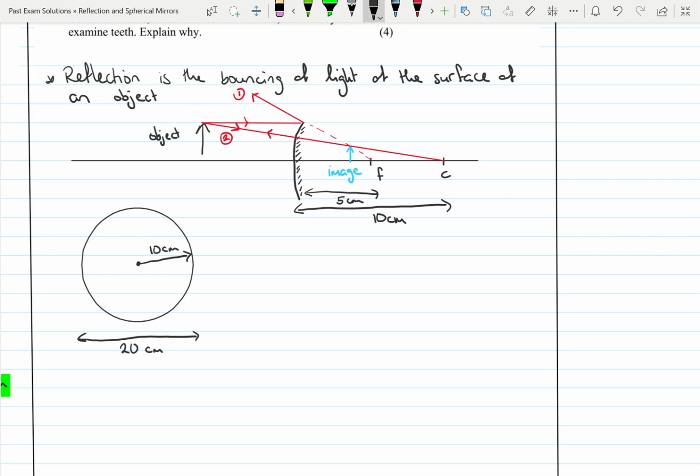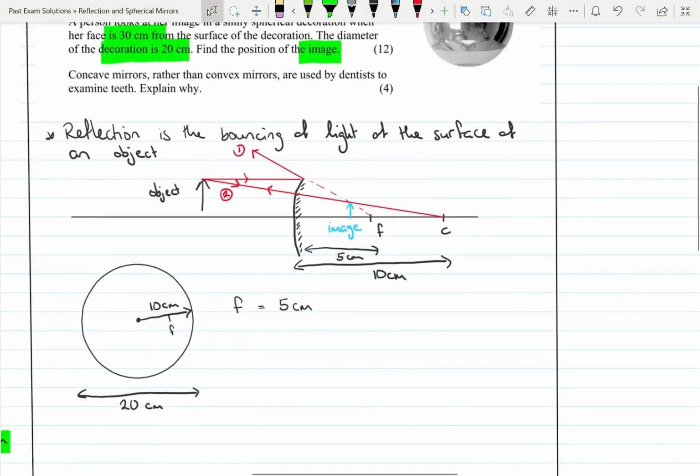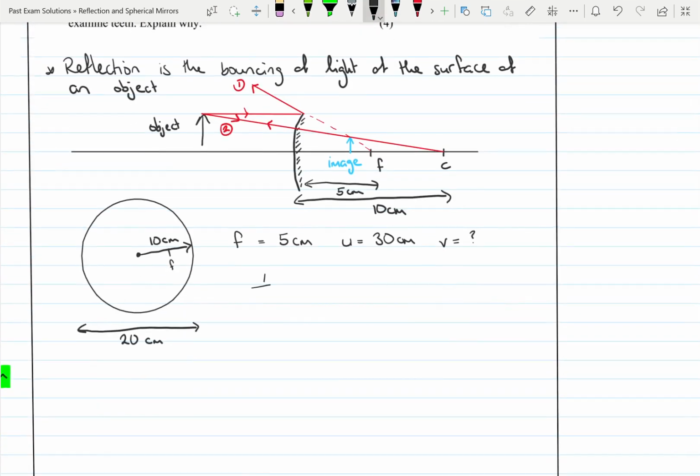So our focal length would be there on our diagram. The information we know: focal length is 5 centimeters, and we were told that her face, in this case the object, is 30 centimeters. Find v, where the image will form. Let's write out our formula.